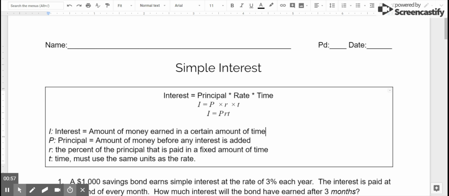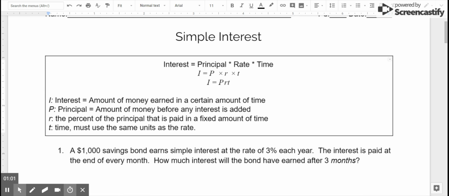The principal, P, is the amount of money that the person starts with. The rate is the percent. So we're going to use R to represent the percent because our percent is a rate. And it would be confusing if we used P twice. So R is our rate that we're using.